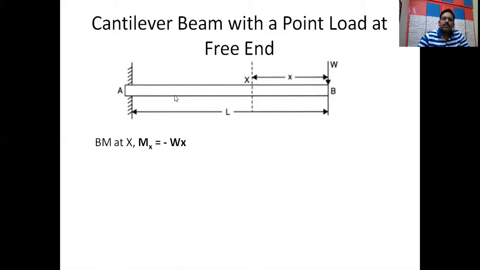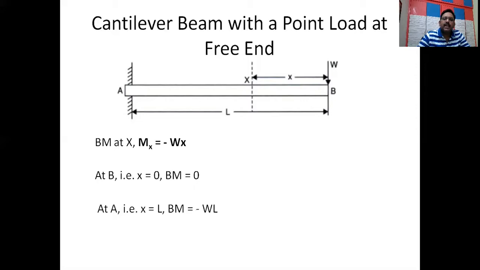So, therefore, the bending moment Mx equals minus Wx. Suppose I want to find out the bending moment at B. At B, we have x equal to 0. So the x value is 0, and minus W into 0 is 0 only. So the bending moment at B is 0 because x is 0.